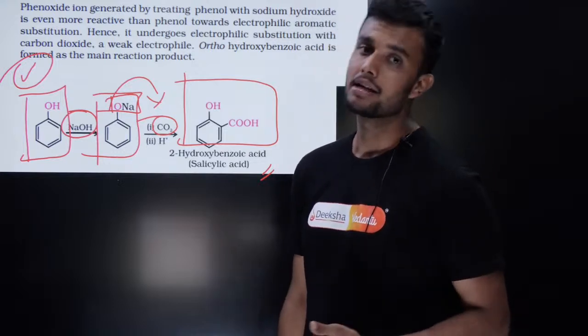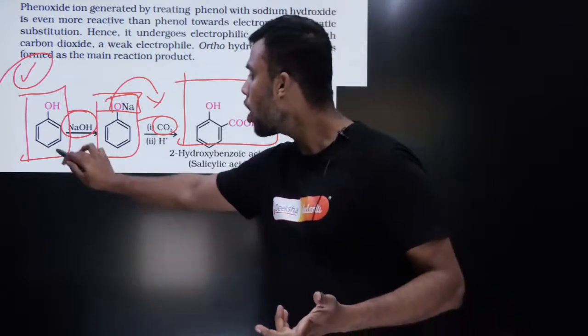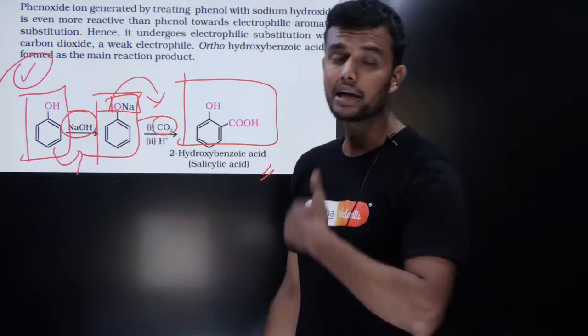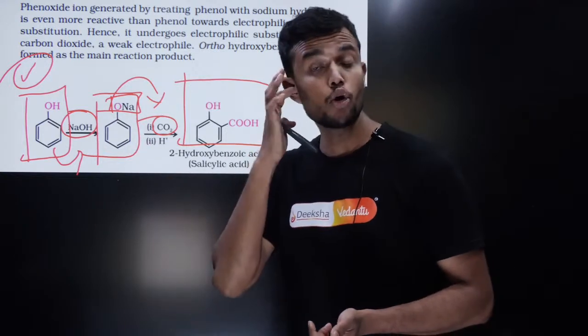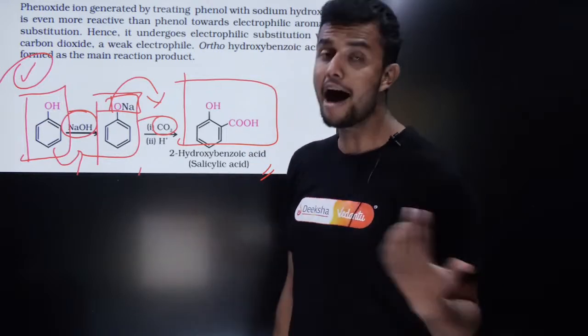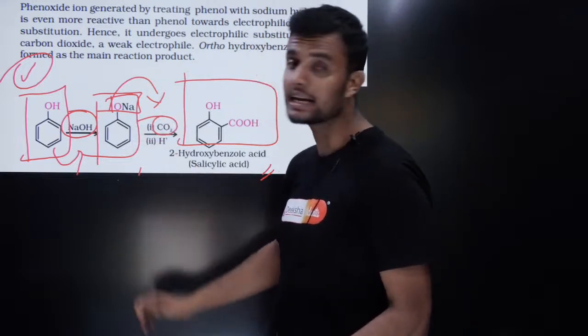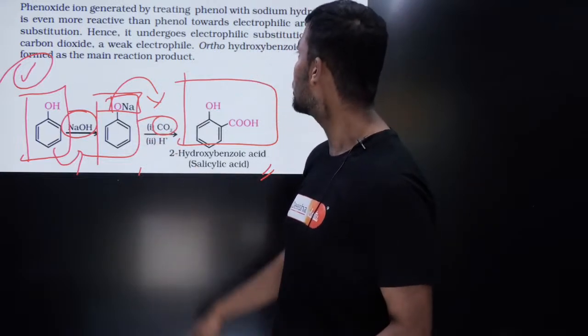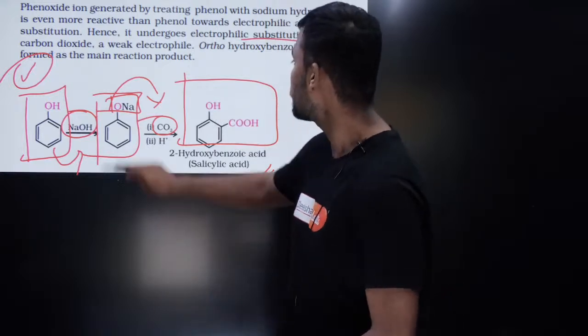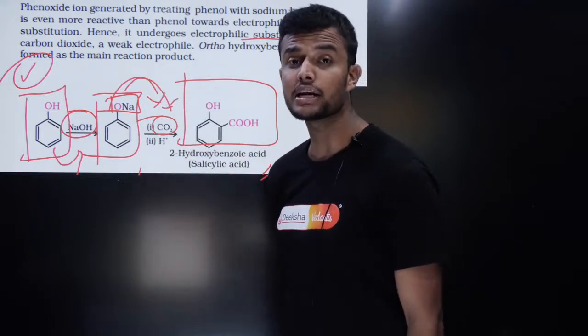First step, the fusing happens. The phenol is fused with NaOH compound. Then it yields sodium phenoxide ion. Same compound, we are already familiar with this first step. After that, the sodium phenoxide undergoes electrophilic substitution with carbon dioxide. Next step, what happened? Electrophilic substitution reaction.